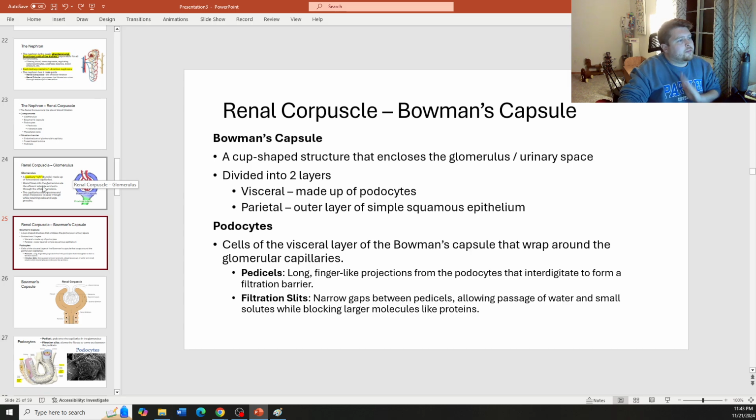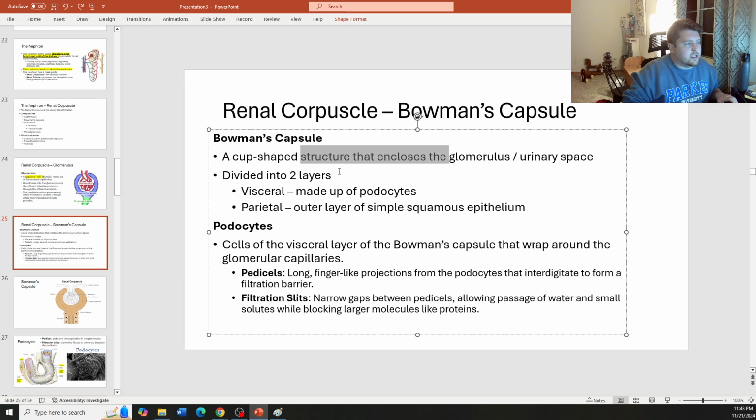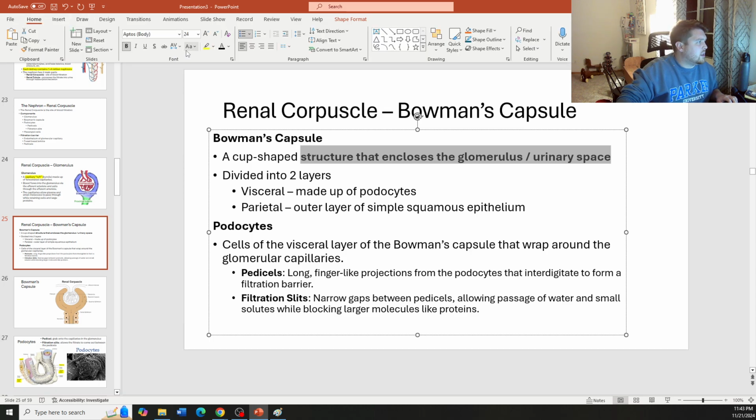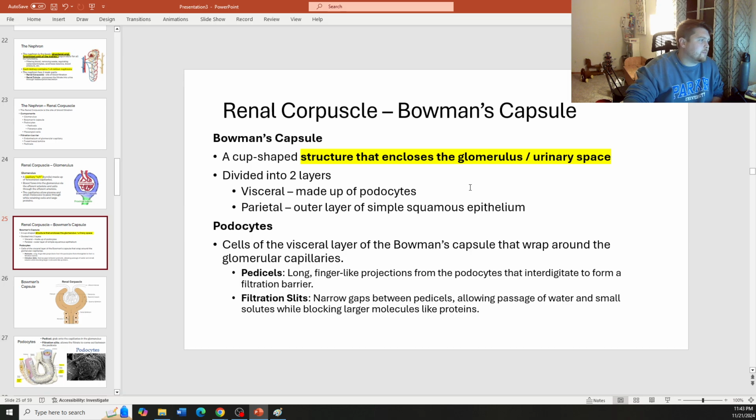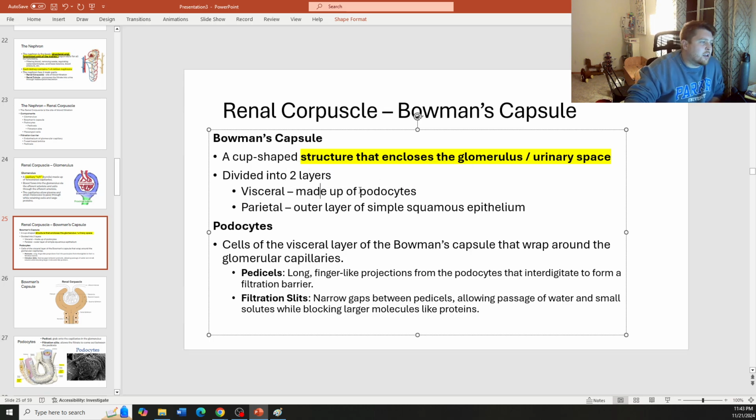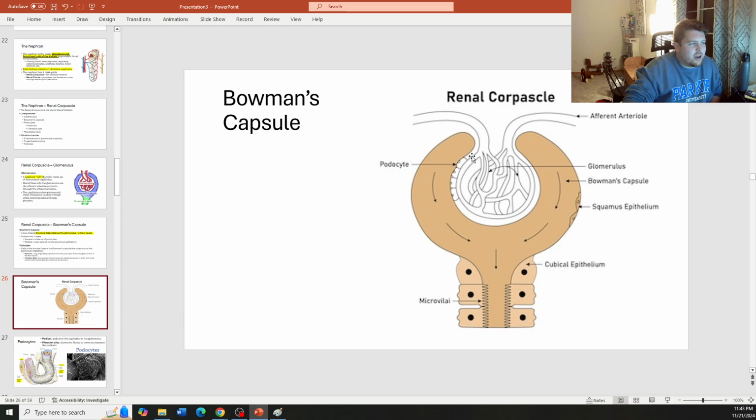The Bowman's capsule, this is the structure that encloses the glomerulus as well as the urinary space. The urinary space is just the space between the glomerulus and the Bowman's capsule. So all of this empty space, that's where the initial filtrate is going to be taken out, and they call that the urinary space. Bowman's capsule has two layers. It has an outer layer and an inner layer. The inner layer is the visceral layer, and that's made up of these cells called podocytes. And then the parietal layer is the outer layer, and it's just a simple squamous epithelium. So right here we have podocytes on the inside, and then simple squamous epithelium on the outside.